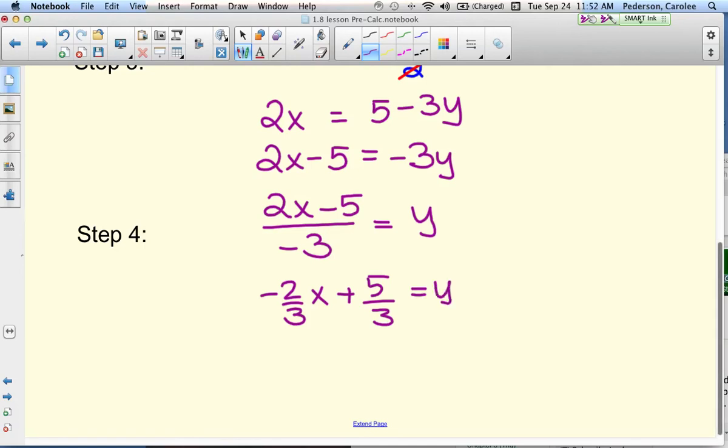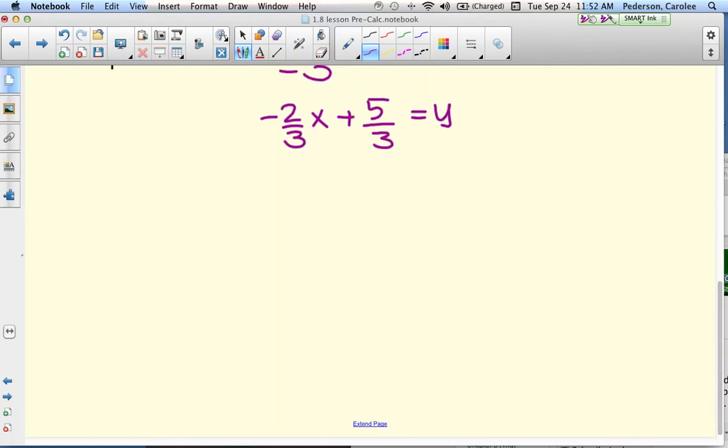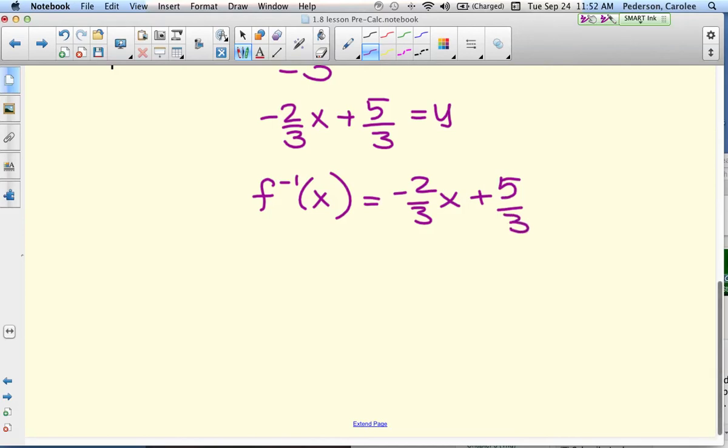And now rewrite the equation with f inverse notation. So we replace the y with f inverse, and then we have -2/3 x plus 5/3. This is now the inverse of this original function.